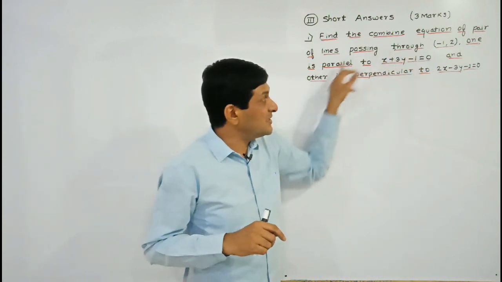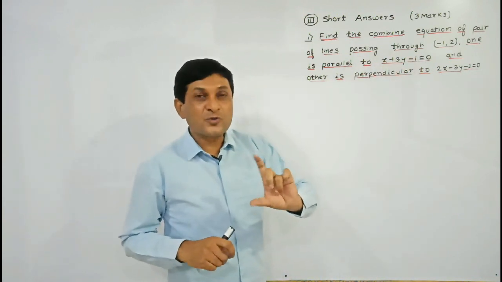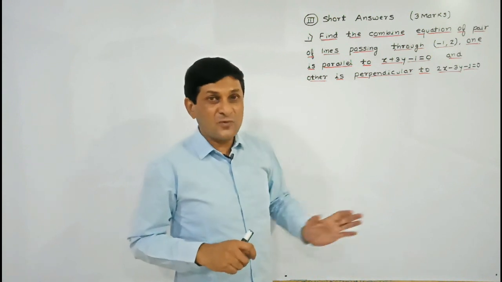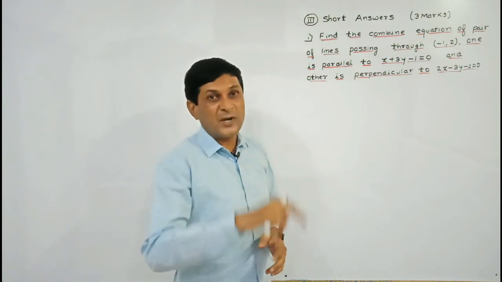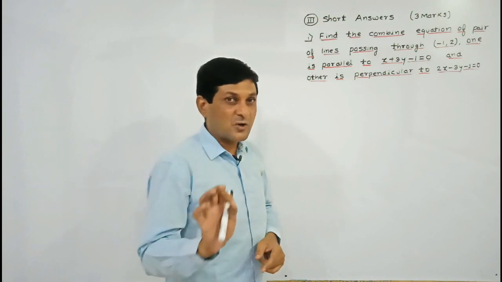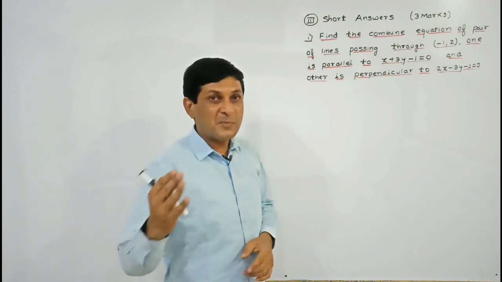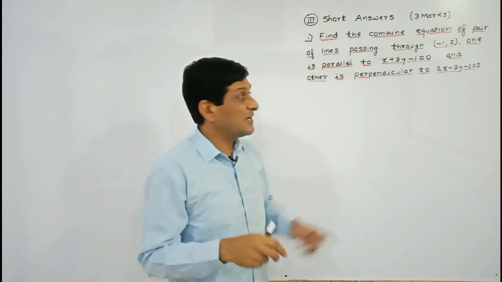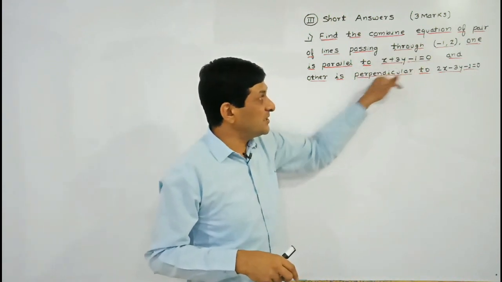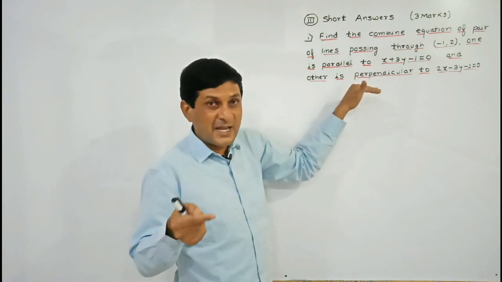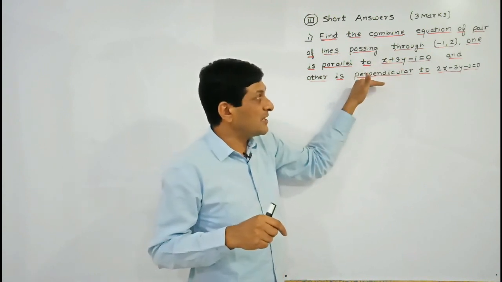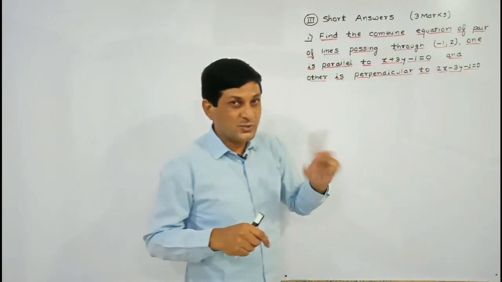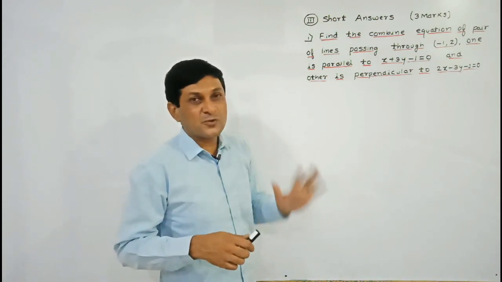Using this condition, if we are able to find the slope of the line, then applying the slope point form we are able to find the equation of our required line. And what is the slope point form? y minus y1 is equal to m into x minus x1, where x1, y1 is the point which is given to us. Using the conditions that one line is parallel to this line and the other line is perpendicular to this line, we are just finding the slope of the line.